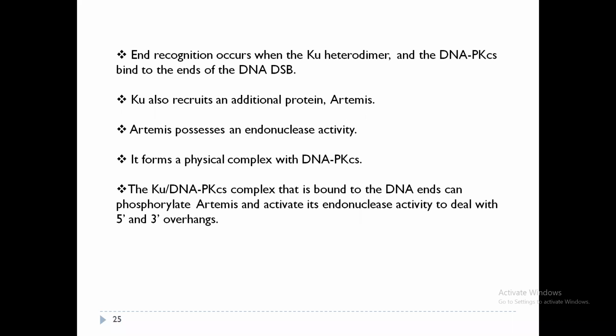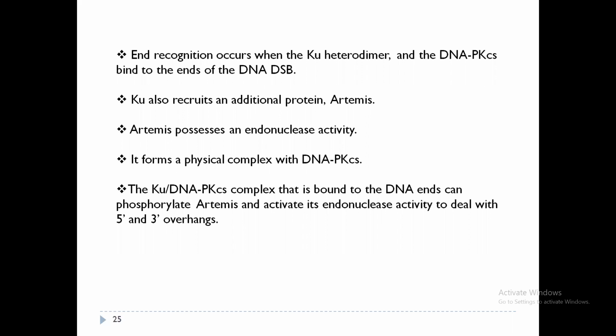End recognition occurs when the Ku heterodimer and the DNA protein kinase catalytic subunit bind to the ends of the DNA double strand breaks. Then Ku also recruits an additional protein named Artemis. This Artemis possesses an endonuclease activity, and it forms a physical complex with the DNA protein kinase catalytic subunit.